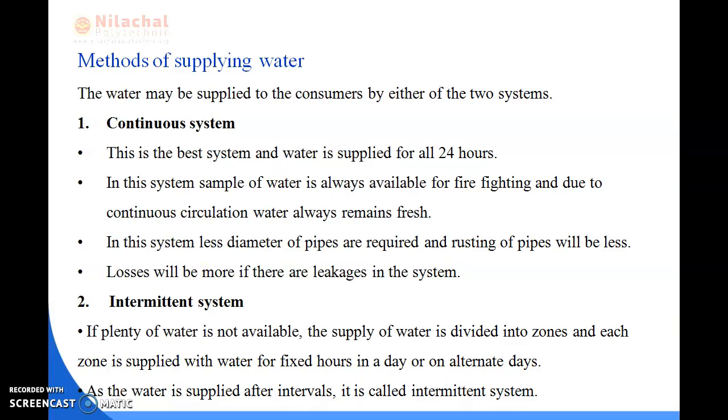So in the next slide we'll be reading about the methods of supplying the water.